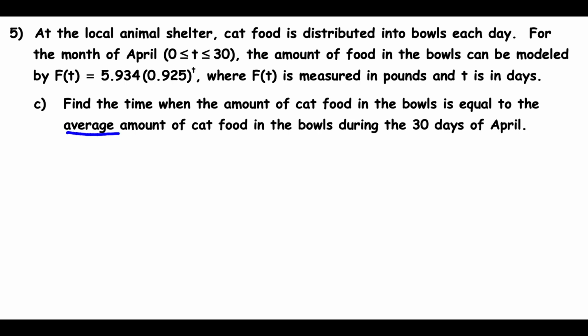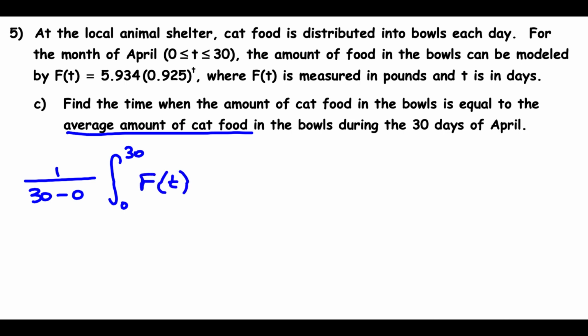The average amount of cat food, that's going to be 1 over b minus a, which in this case is 1 over 30 minus 0, because there are 30 days in April. And we're going to integrate from 0 to 30 of the formula that we've been given, f of t. F of t is amount of cat food. So when we integrate it, that's the average amount of cat food. And we want to set that equal to the actual amount of cat food, which is given by the formula here. So that's going to go on the other side.